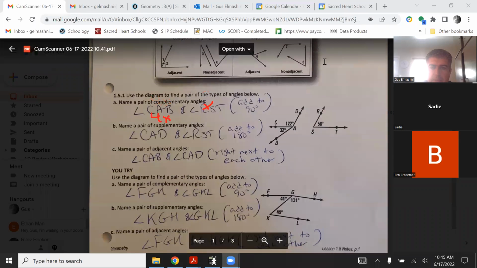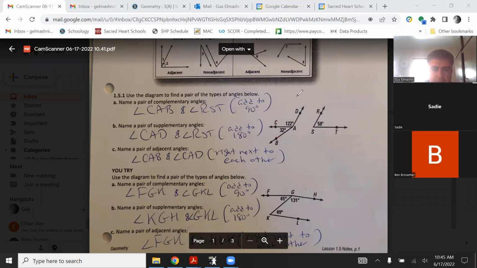Then here, this is more labeling. Name a pair of complementary angles. So I put a little note here: you've got to add to 90. These two add to 90. Therefore, that's why I said CAB and RST. If you said BAC and TSR, same thing. Just make sure the vertex is in the middle. Supplementary means you have to add to 180. So 122 and 58 add to 180. That's why I said CAD and RST. And adjacent means it's got to be right next to each other. Obviously, BAC or CAB and CAD are right next to each other. So you got that.